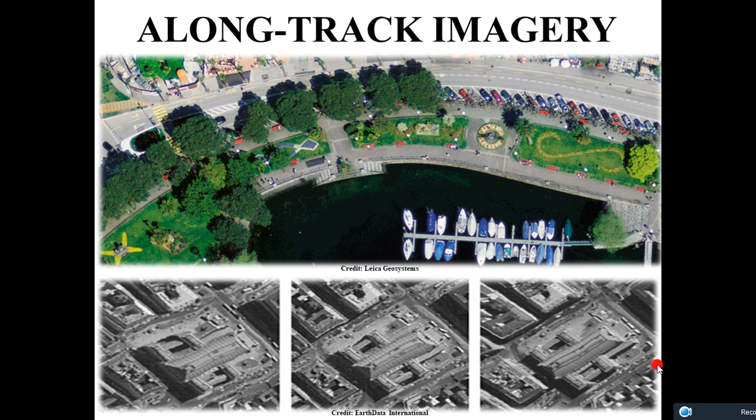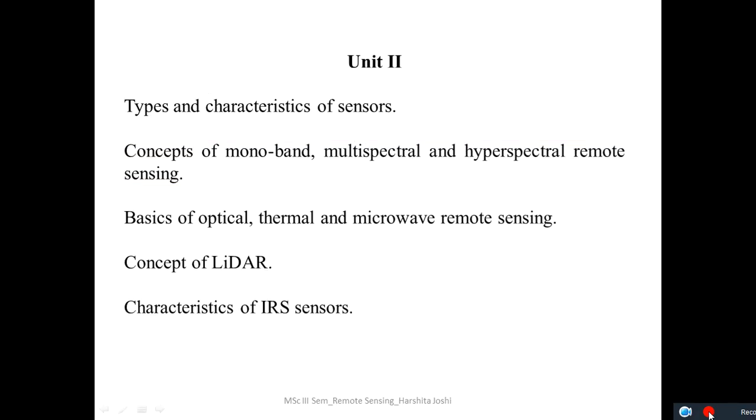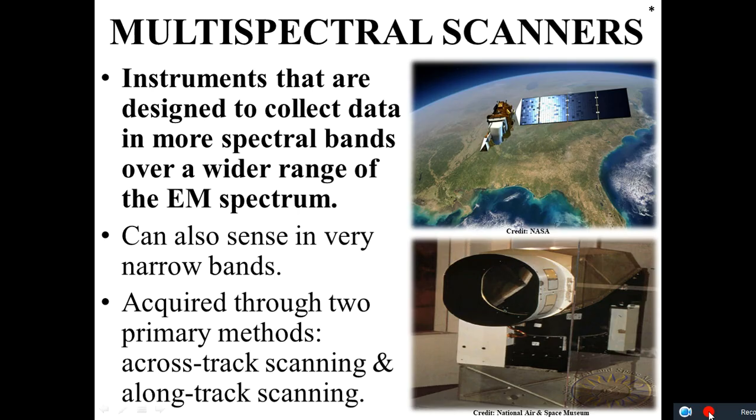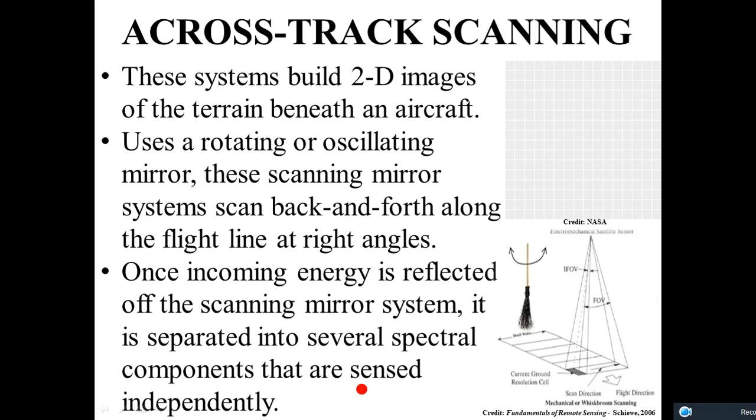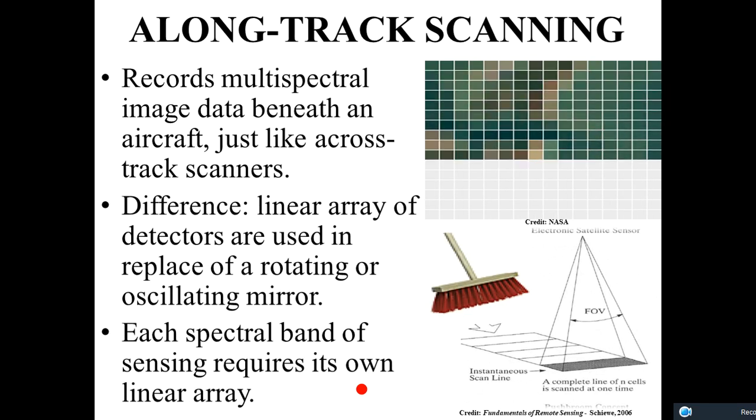All right, let us end this lecture now. What did we study today? We understood various types of scanners, the multispectral scanners. They are of two types, across-track and along-track. Major two types, okay. The across-track is also known as whisk broom, which has a lens and a scanning mirror in it, whereas the along-track works like a push broom. It has a linear array of detectors.